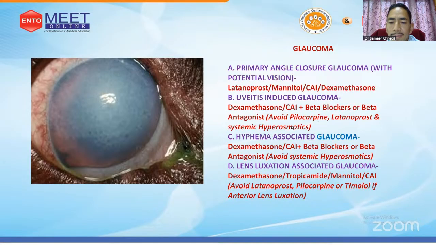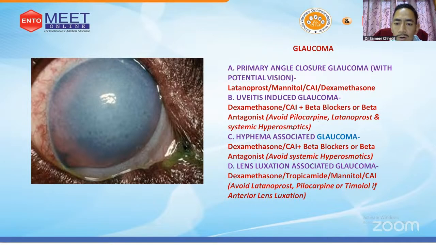Uveitis induced glaucoma. We usually use dexamethasone and CAI, carbonic anhydrase inhibitor, along with beta blockers or beta antagonists like timolol. Beta blockers play a vital role in decreasing the frequency of use of carbonic anhydrase inhibitors. In uveitis induced glaucoma, we need to avoid pilocarpine, latanoprost, and systemic hyperosmotics like mannitol, because these medicines will further lead to an increase in the intraocular pressure.